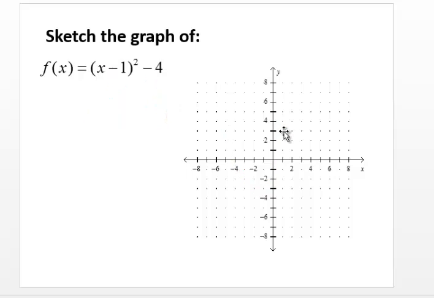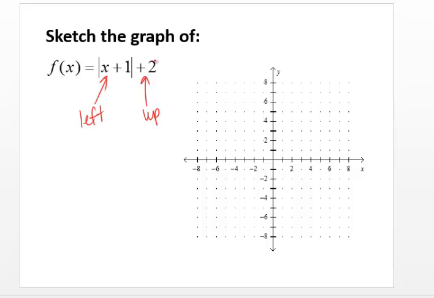My next one, I have 2 shifts again. And this one is going down 4. And this part says it's moving to the right 1. So I'll move to the right 1 and down 4. That puts me here. It makes a parabola U shape. My last example, I have an absolute value. I have two shifts taking place, one up and one to the left. So I'm going to go to the left one and up two. And this time I have a V shape because it is an absolute value.